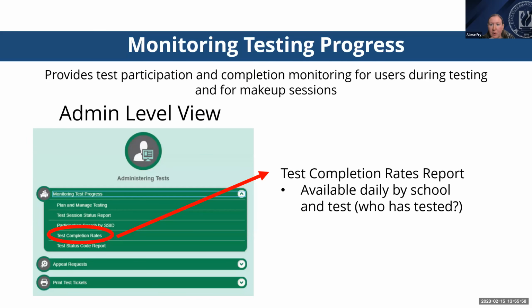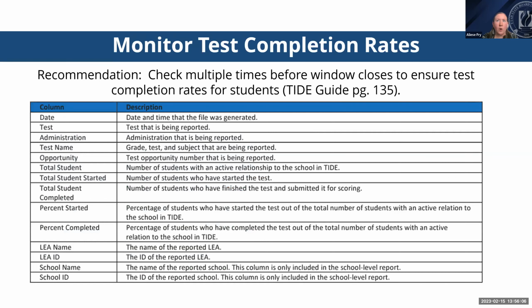Another participation report is the test completion rate report, and it summarizes the number and percentage of students who have started or completed a test. These items are all columns which appear in that report. So you've got your test, any LEA information, the students, how many have started, how many have completed, so that as you're going through, you know how far along you are.